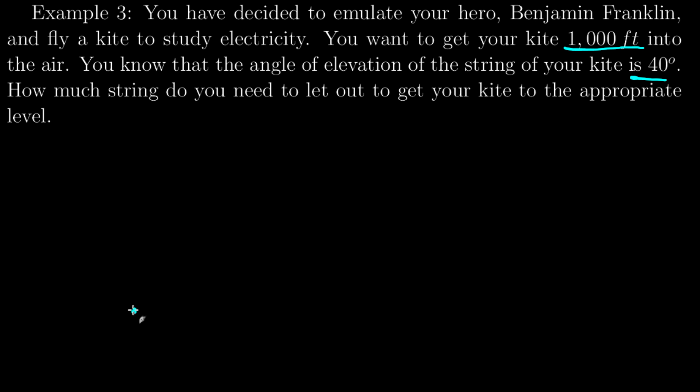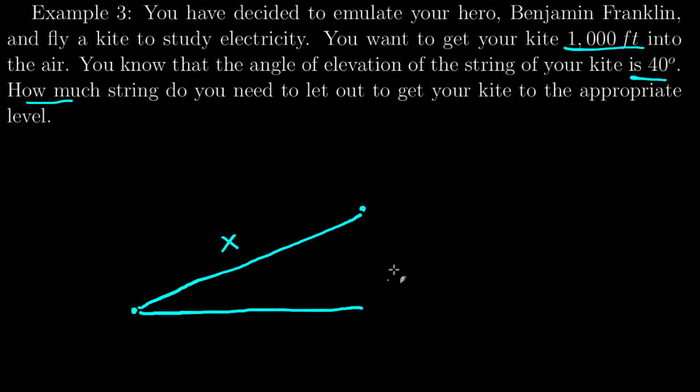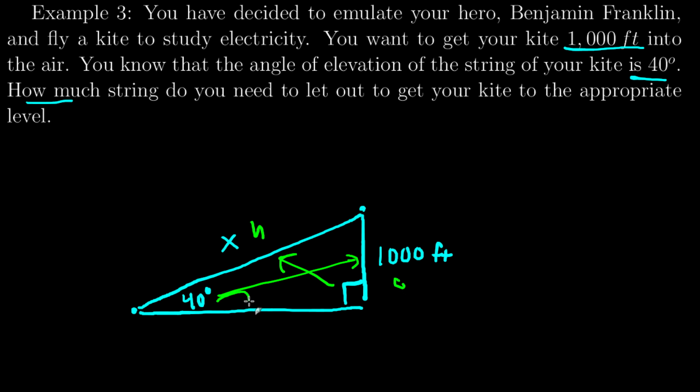So, you're here. Kite's here. We are letting out string. Do we know how much string we're letting out? Nope. It says how much string, so put a little x on there. I'll draw the rest of the right triangle so I can apply my trigonometry. I know I want it 1,000 feet into the air, so that's going to be up 1,000 feet. I know that the angle of elevation is 40 degrees, so that's 40 degrees right here. Again, off the horizontal, not off the vertical. I'll mark up my triangle, so that's the hypotenuse, that's the opposite, this is the adjacent.